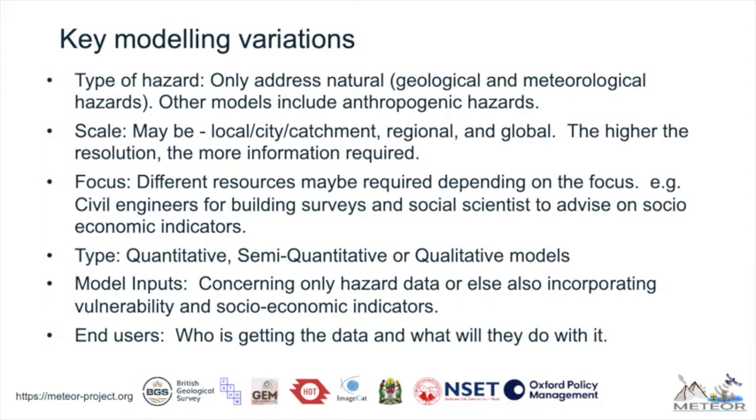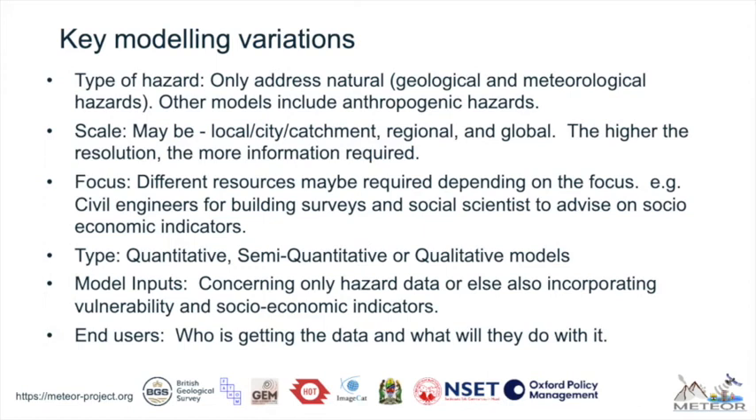Semi-quantitative and qualitative models can be useful in cases where we don't have access to this type of information. For inputs, models may include only hazard information or may incorporate hazard and vulnerability data. For example, the Disaster Risk Index by Peduzzi et al., which includes hazard assessments as well as an assessment of 32 socioeconomic indicators.